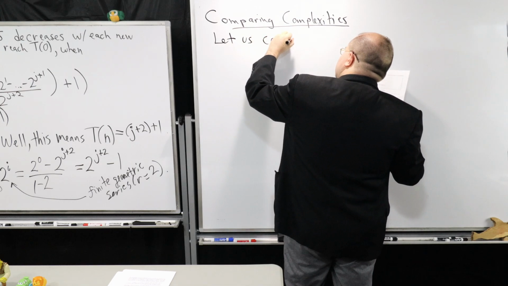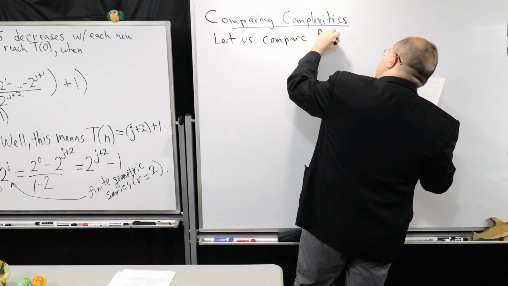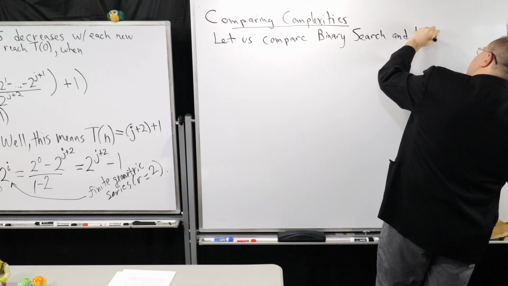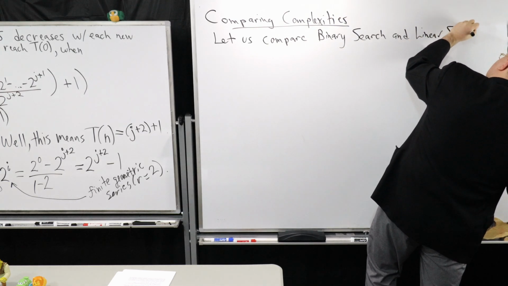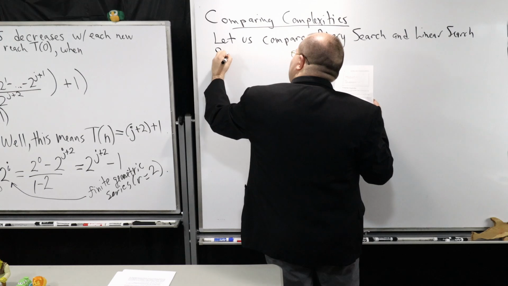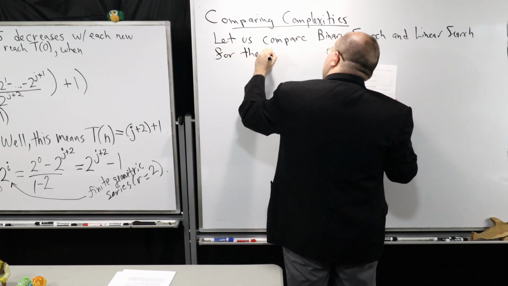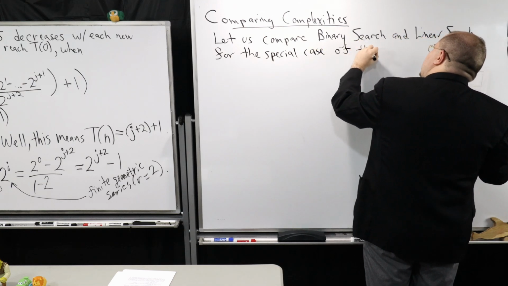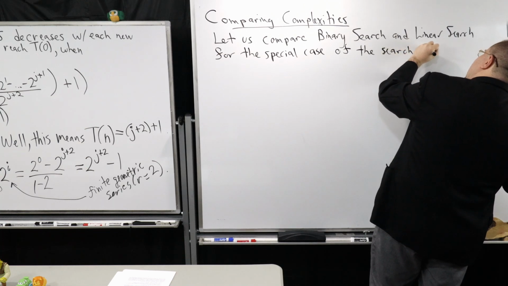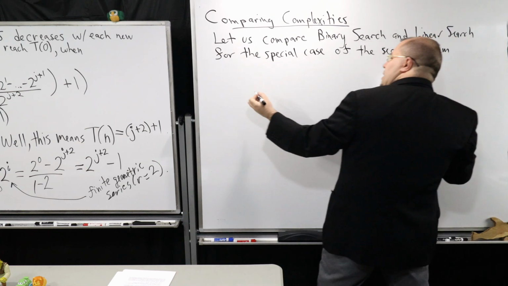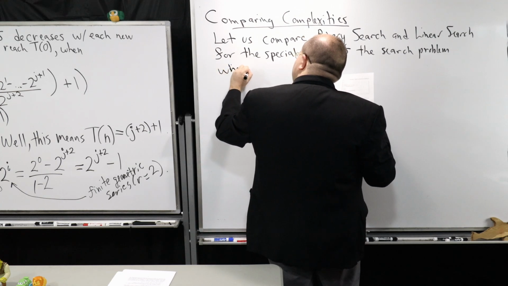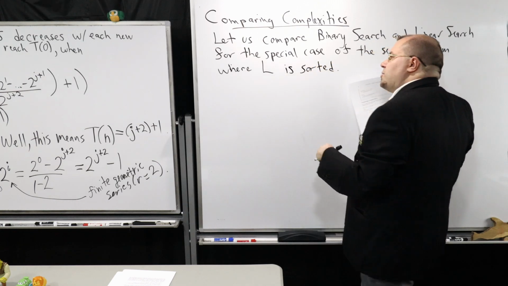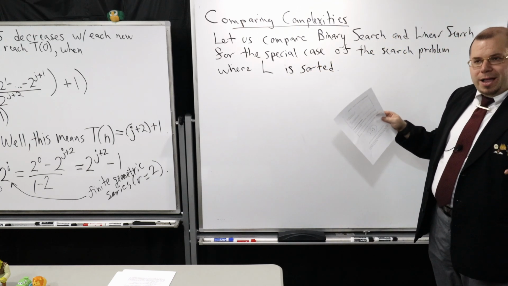Let us compare binary search and linear search for a special case of the search problem, where array L is sorted. Because remember, that's when we could use binary search, right?